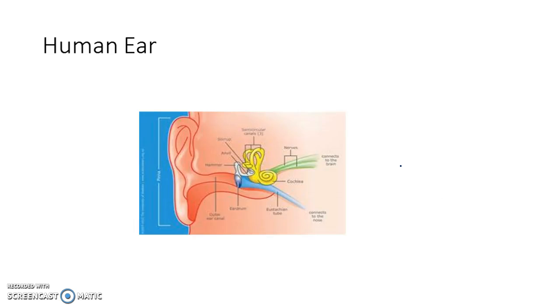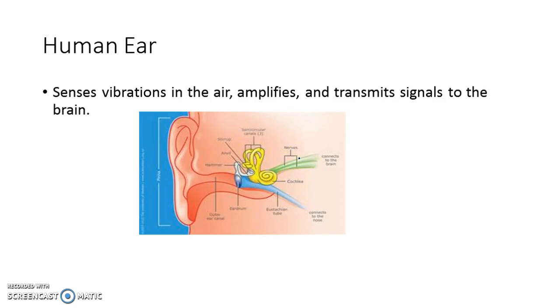Okay, the human ear. How do we sense these things? Well, the human ear will sense vibrations in the air, and those vibrations, those waves, will come towards the ear, and they will actually get smaller. And when they get smaller, they come through and hit the eardrum. When they hit the eardrum, it starts to vibrate.